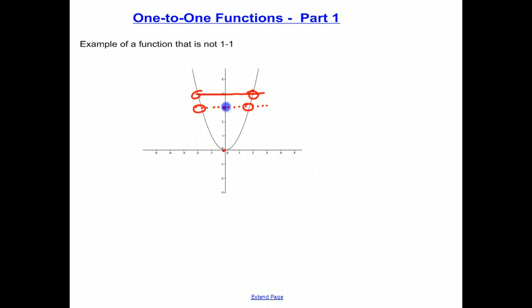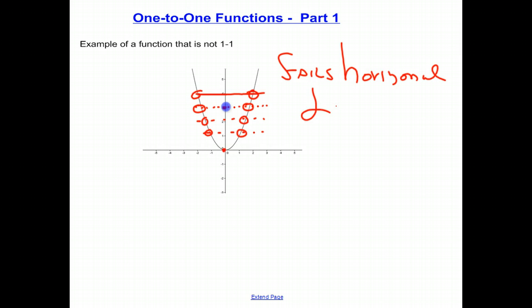So obviously it fails it there, it fails it here. Notice right here, right at 0, it does pass it, but it fails it at every other point. At every other point, it fails the horizontal line test, because for every output, for every y value, there are two x values. So this fails the horizontal line test. And therefore, it is not one-to-one.